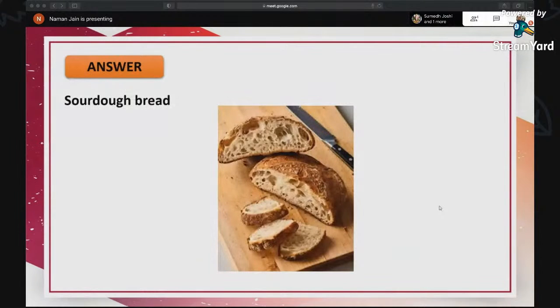So sourdough bread will fetch you the point. So that was the answer we were looking for. An essential part of Mediterranean diets. Not rainbow, pita, banana, or any of that. So moving on to the next question.